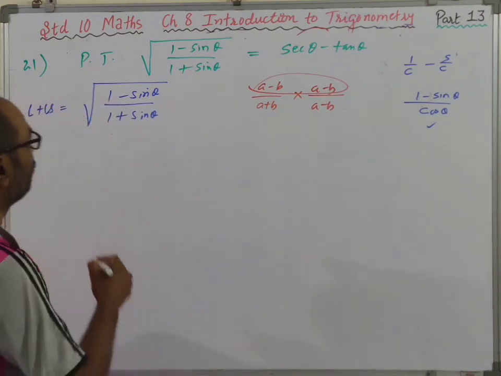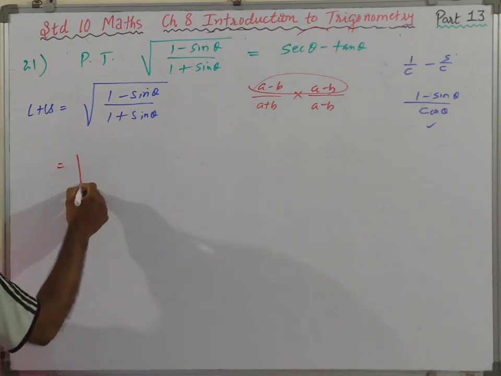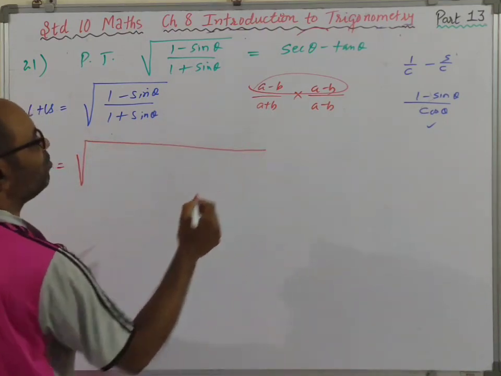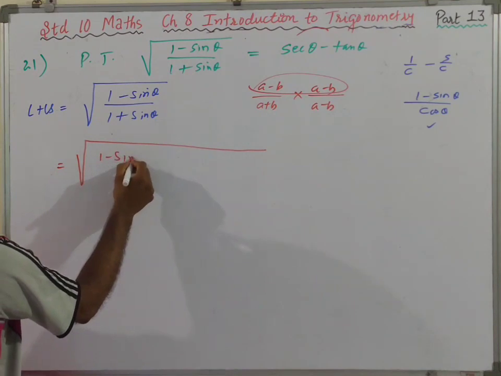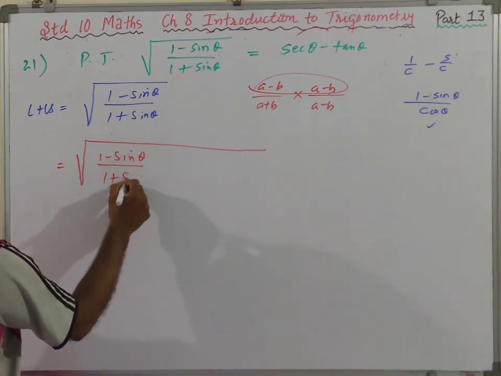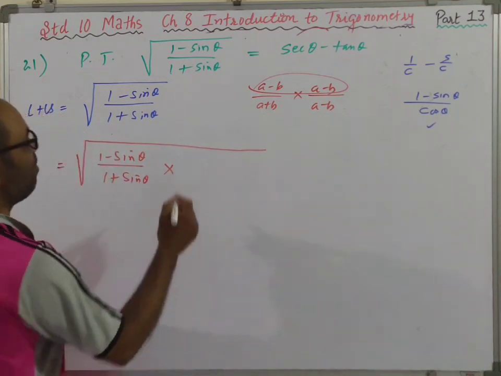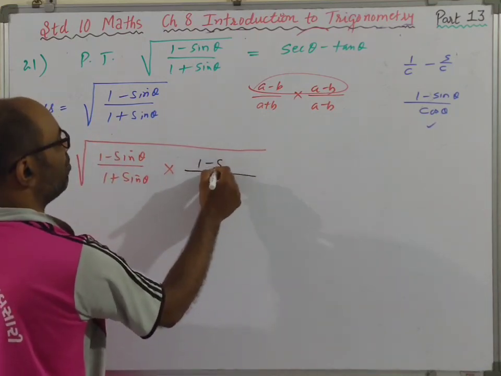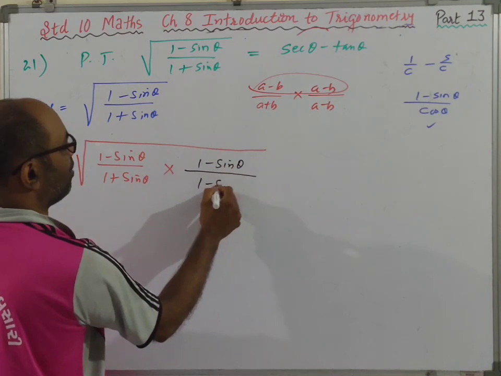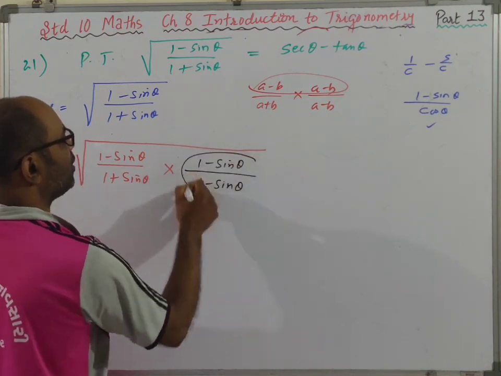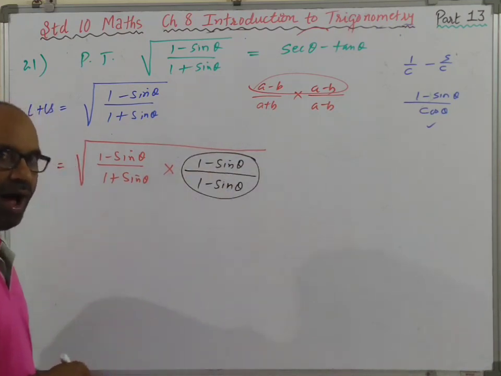So that is what I am going to do. Well, I am going to expand my house. All right, 1 minus sine theta upon 1 plus sine theta inside the house. You are multiplying and dividing by 1 minus sine theta upon 1 minus sine theta. Actually speaking, this is multiplied by 1.